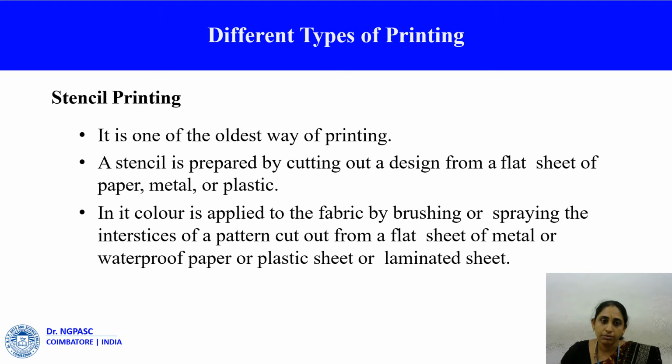And the next type of printing is stencil printing. It is one of the oldest ways of printing. A stencil is prepared by cutting out a design from a flat sheet of paper, metal, or plastic films. In it, color is applied onto the fabric by brushing or spraying through the intricate pattern cut out from a flat sheet of metal or waterproof paper or plastic sheet or laminated sheet.